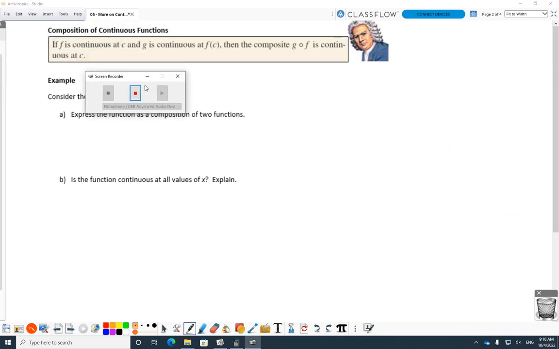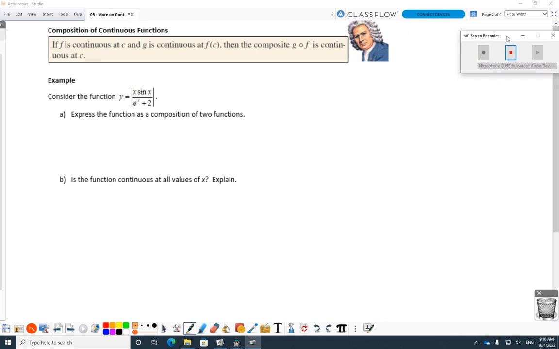Composition of continuous functions. Put this up here now. If f is continuous at c and g is continuous at f at c, then the composite is also continuous. Mr. Todd, I don't remember composite really. Okay, here's a tiny lesson on composite functions here. It says express this function as a composition of 2 functions. I could make it a composition of several. 2 works good because does the inside look familiar at all from what we were just doing?